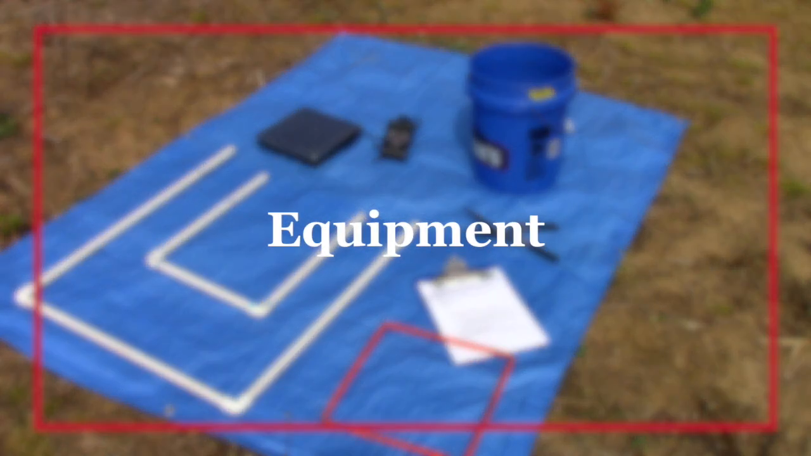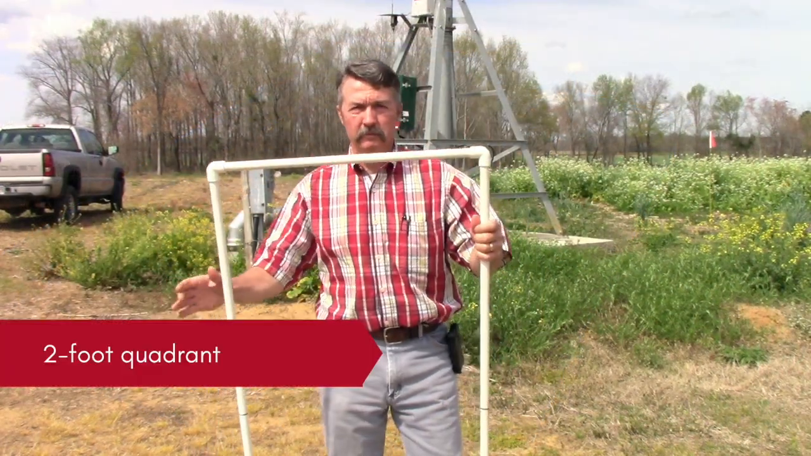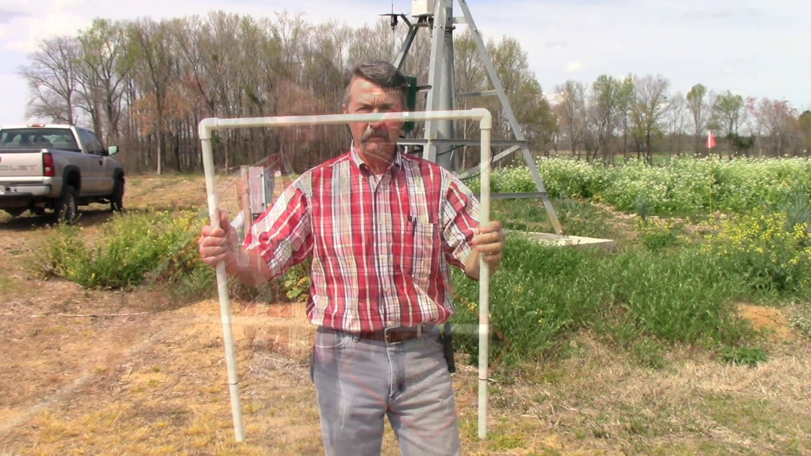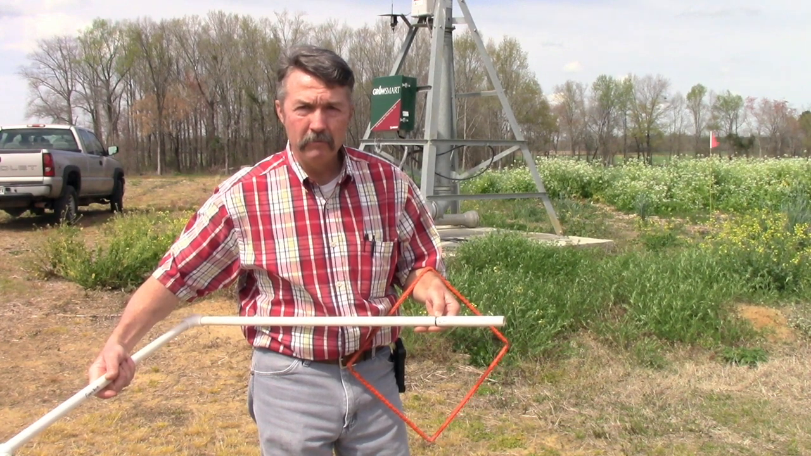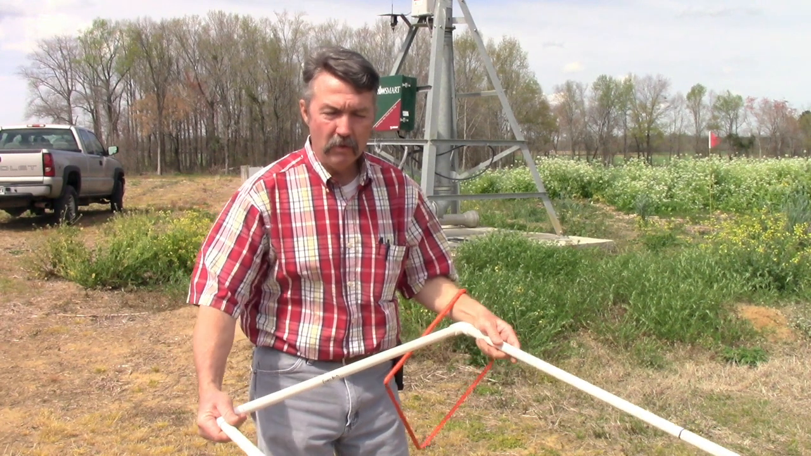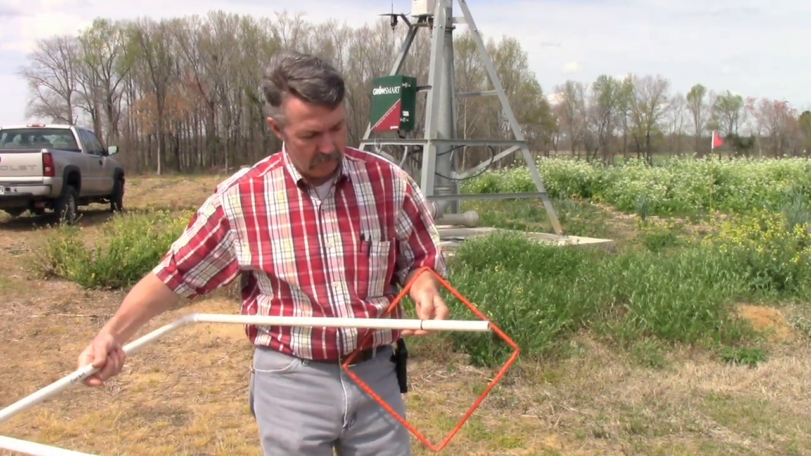The equipment for taking a biomass sample is fairly simple. You will need a prepared U-shaped quadrant like the one made here. Pieces of connected PVC work nicely. Extra length is left on the quadrant in order for it to be easily slid into the cover crop. The 2-foot length should be marked on the quadrant.